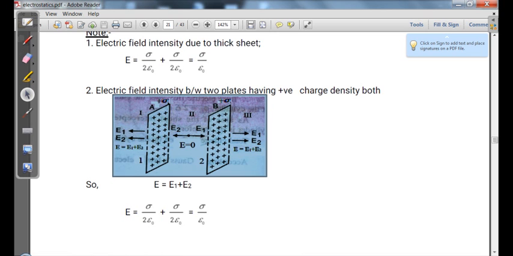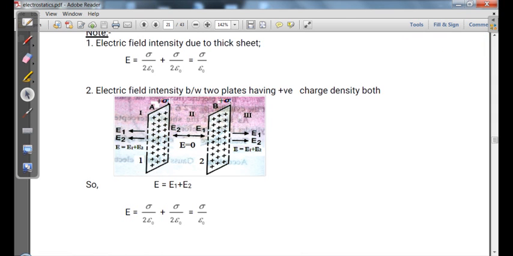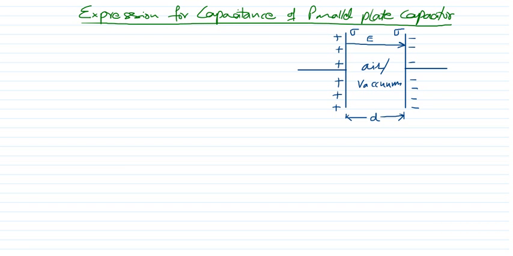So in that case, the electric field intensity between the two sheets, when these are charged, was sigma upon epsilon naught. We are using this expression. Same situation is here. So therefore, inside the two sheets, the electric field is sigma upon epsilon naught.